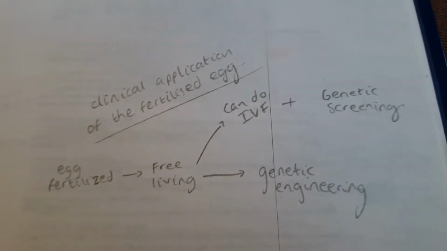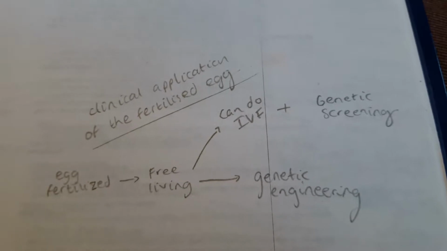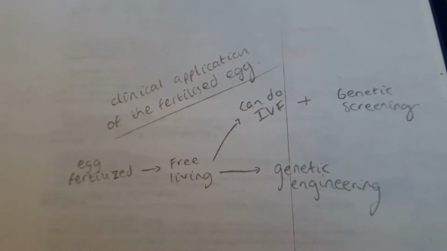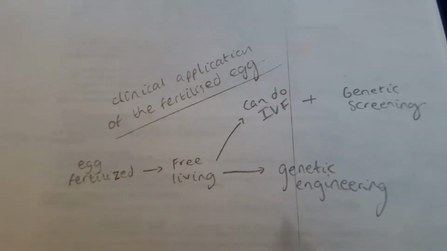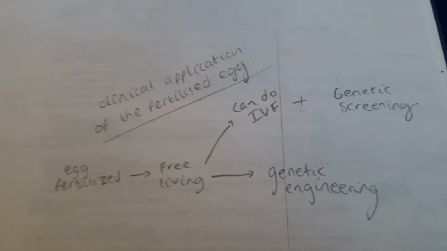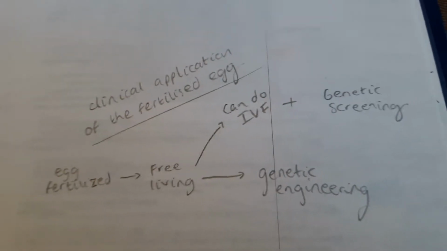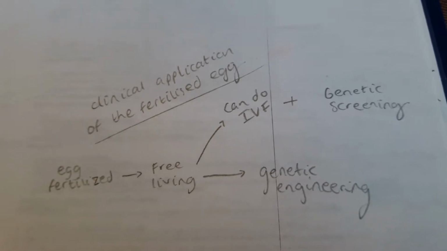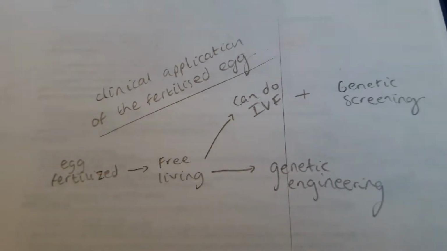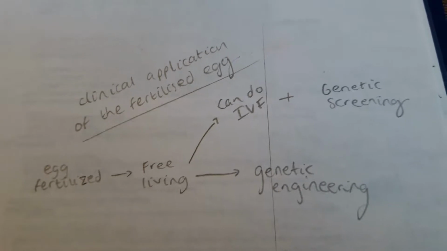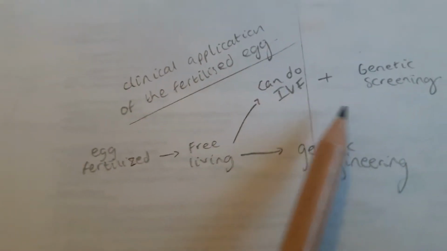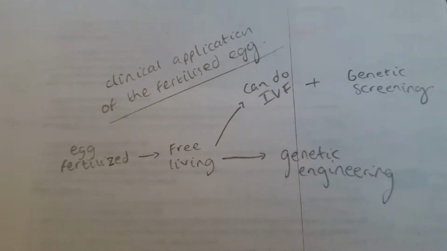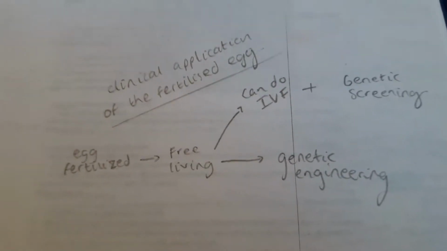In terms of clinical application, the fact that the fertilized egg is free living at the early stages means that, well, first of all, IVF treatment can occur, as eggs can be fertilized in vitro and implanted back into the uterus to develop normally. Also, low sperm production can be countered by either concentrating the sperm into a drop or inserting the sperm into the egg via microinjection. You can also do genetic screening. This allows for identification of genetic diseases and also sex determination.